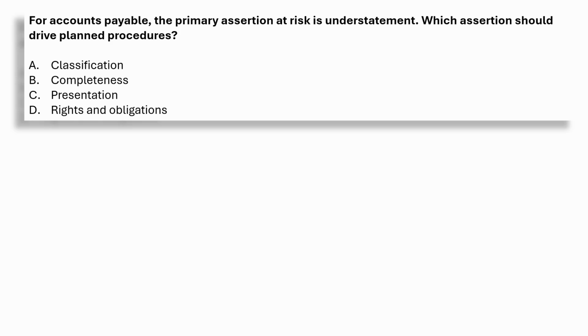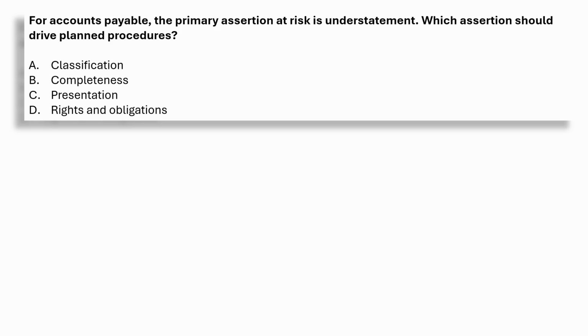And which assertion speaks directly to understatement? Completeness. Now let's look at the choices one by one. Option A, classification. This asks whether liabilities are in the right place, current versus non-current, or AP versus accrued expenses. Misclassification can mislead, but it doesn't address the core risk that some payables might not be recorded at all. So, not the main driver.